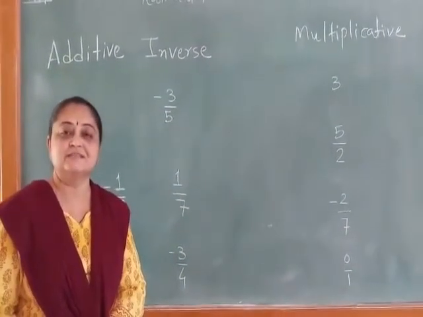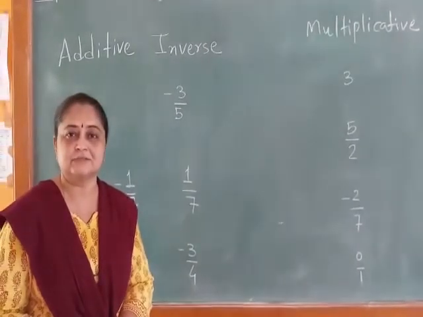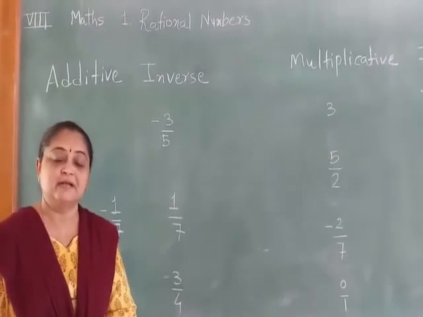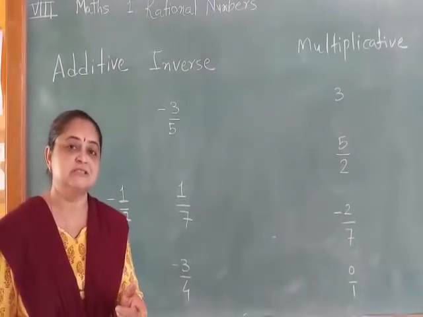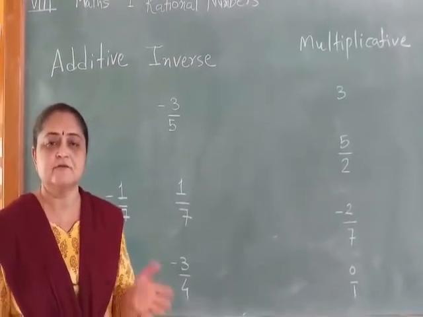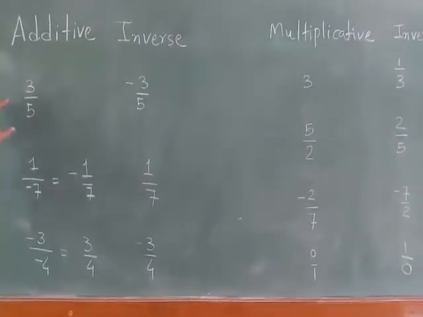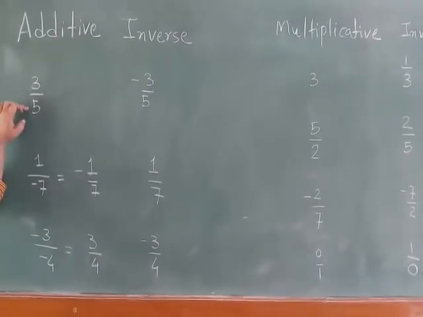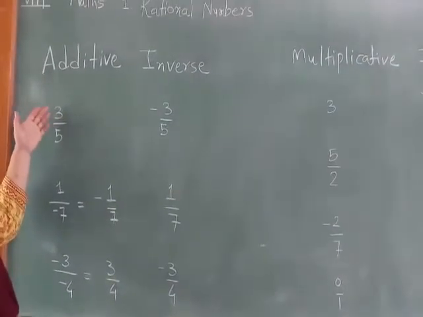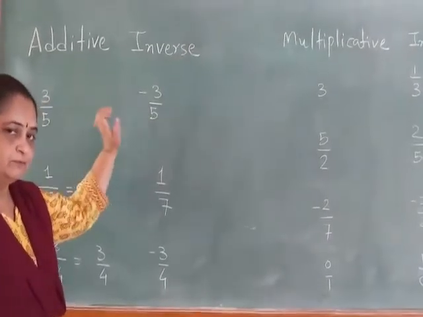Now another thing in exercise 1.1 is additive inverse and multiplicative inverse. Though this is revision of standard 7, you remember additive inverse means we change its sign, and multiplicative inverse means we take its reciprocal. Let's understand this example. 3 by 5 is one term. What is its additive inverse? So change its sign. 3 by 5 is positive, so its additive inverse is minus 3 by 5.